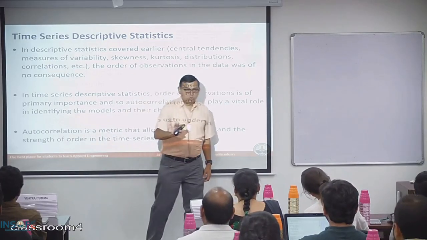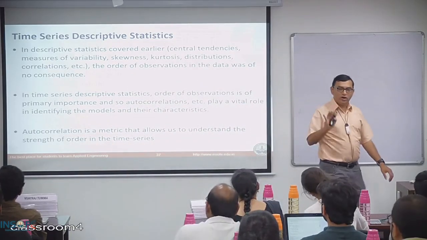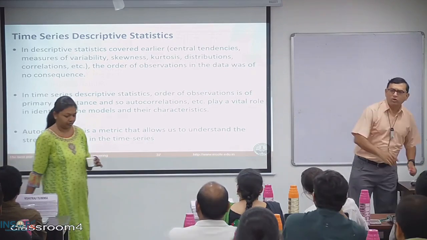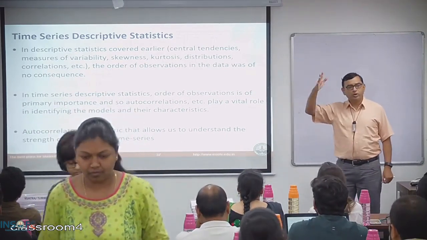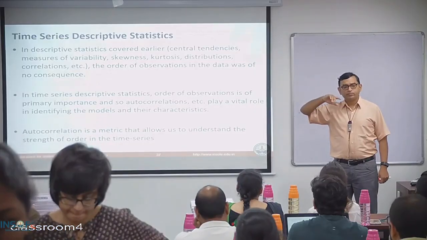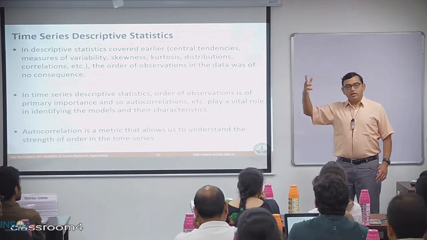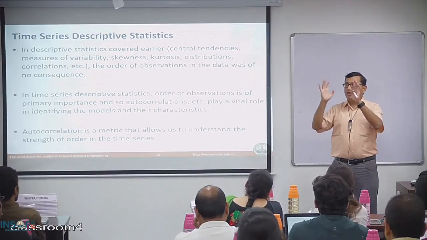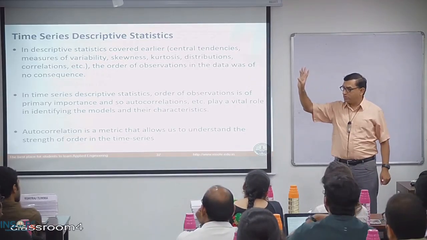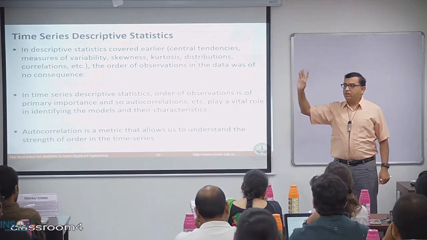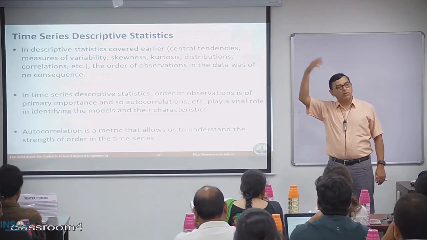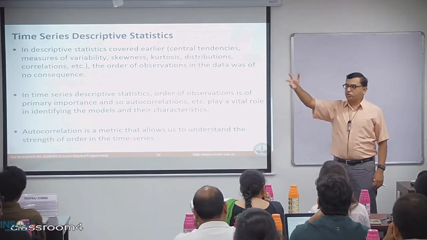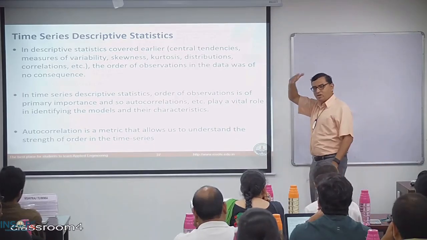We have already heard the word correlation, right? What does correlation mean? Correlation between two variables. It measures the strength of the linear relationship between those two variables. When correlation is positive, it's telling you that when one variable is increasing, the other variable will also increase. When correlation is negative, when one variable is increasing, the other variable will decrease.